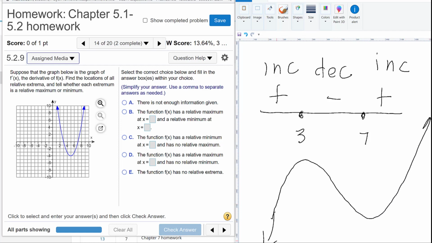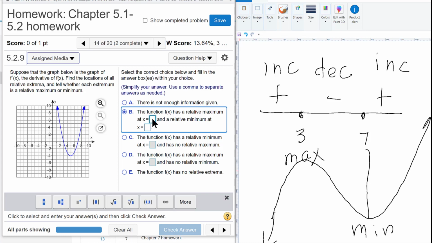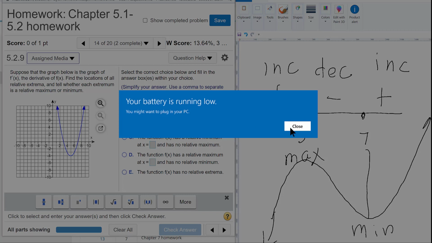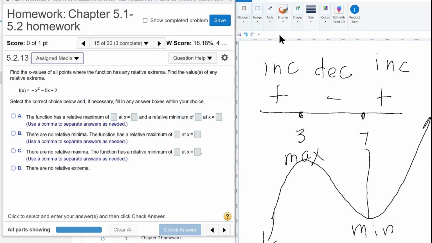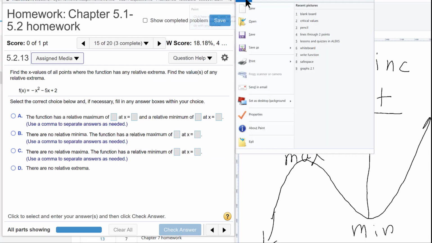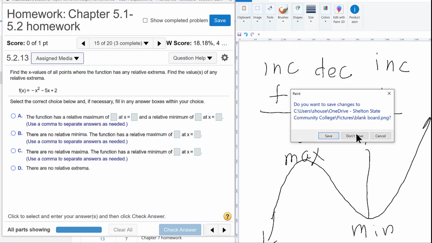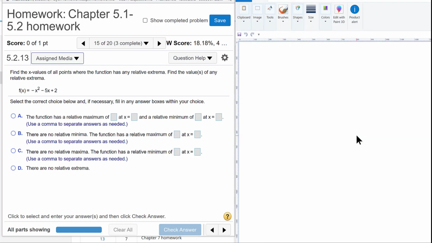So the original function looks something like that. So what do we have? We have a local max, or a relative max. We have a relative minimum here. So the function has a relative maximum at x equals 3 and a relative minimum at x equals 7. Now this time they don't give us the derivative of the function. They give us the function and they want us to use the derivative to help us find the extrema.